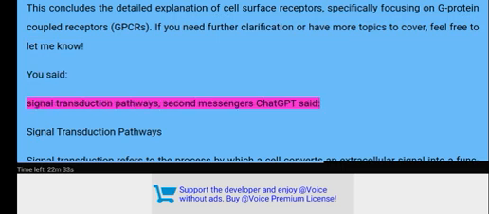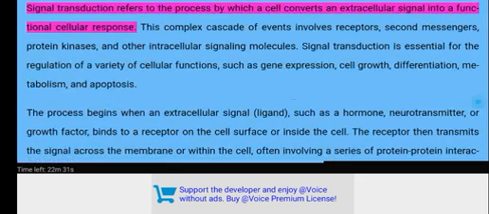You said: Signal transduction pathways. Second messengers. ChatGPT said: Signal transduction pathways.